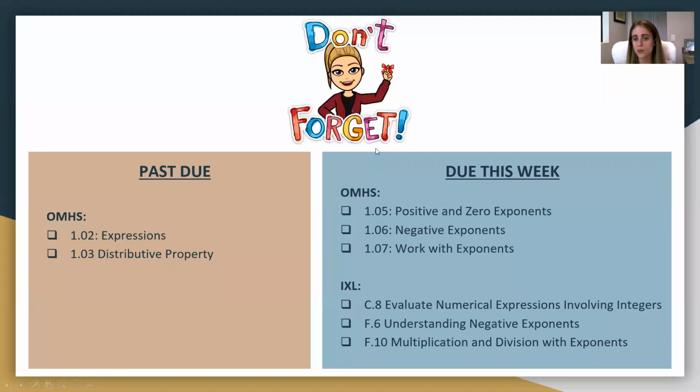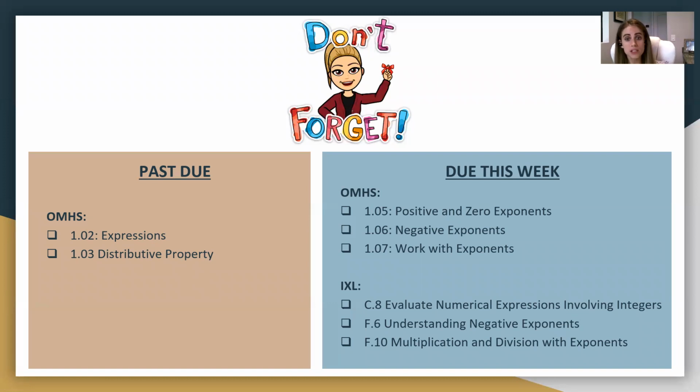So here we have a list of all of our assignments that have been on both OMHS and IXL. Now, these ones that are in the brown screen that are past due, 1.02 and 1.03. For those of you that have been with us for several weeks, you know that you had 2 weeks to work on these, one an extra week because OMHS crashed. So hopefully, those of you that have been with us from the beginning have completed both of these assignments.